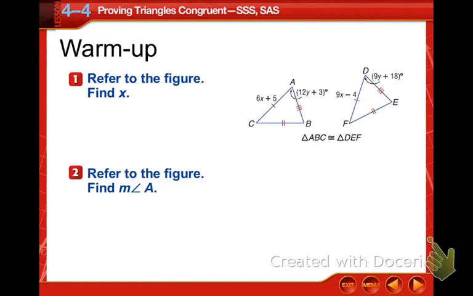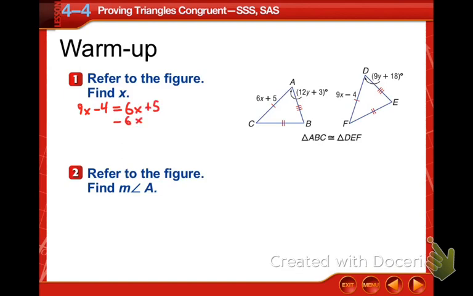So we know that the 2 triangles are congruent. That gives us that. It also gives us that the sides that are with x are congruent. So 6x plus 5 is congruent to 9x minus 4. We just set those equal to each other. So 9x minus 4 is equal to 6x plus 5.